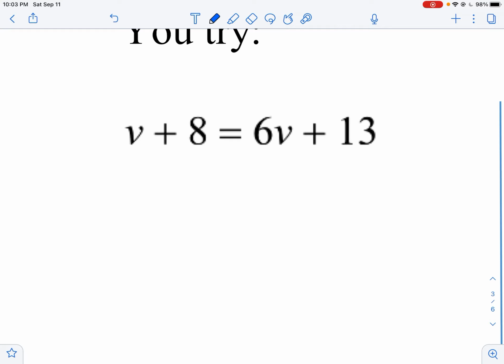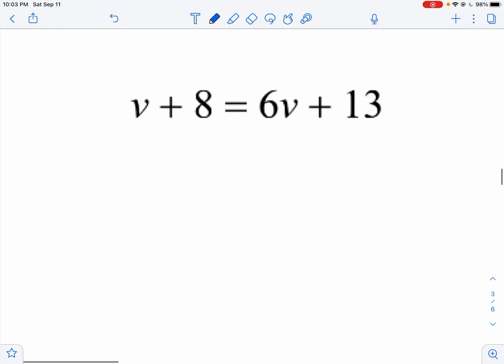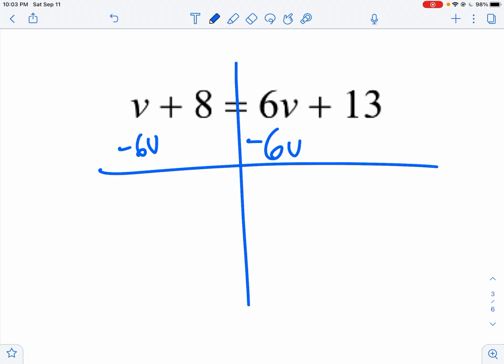Again, you can choose what side you want your variable to be on. Let's say I want all my variables on the left side, so I'm going to keep this on the left. I'm going to get rid of it on the right. So the opposite of a positive 6v is a negative 6v, so I'm going to subtract 6v. What I do on one side of my equation, I got to do on the other side. And that's going to give me, v minus 6v gives me negative 5v.